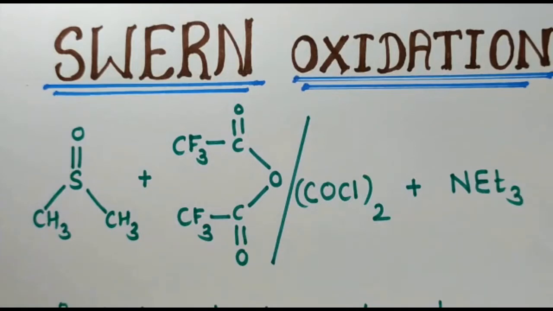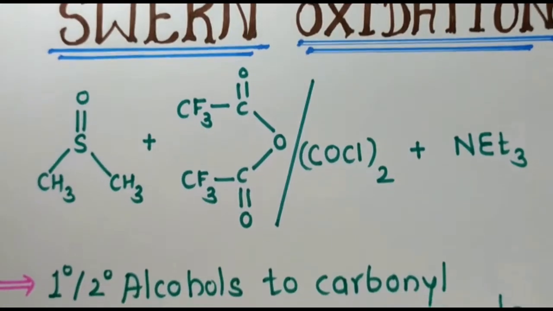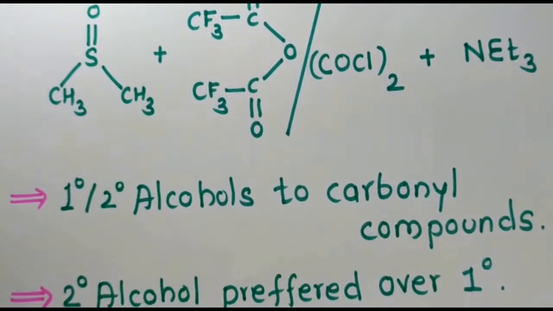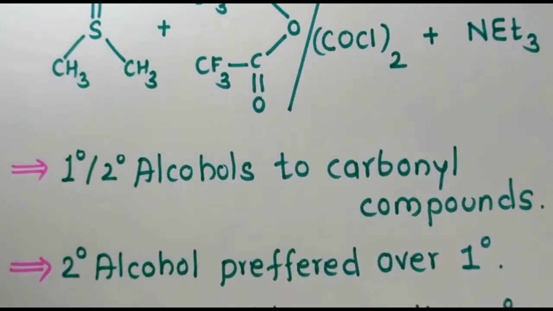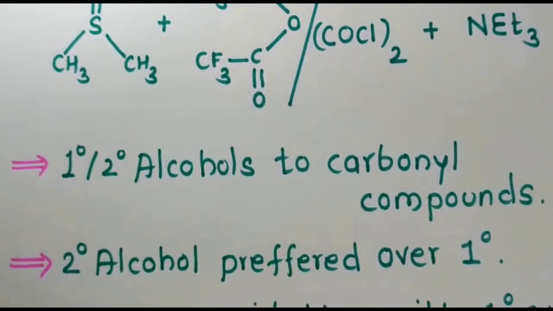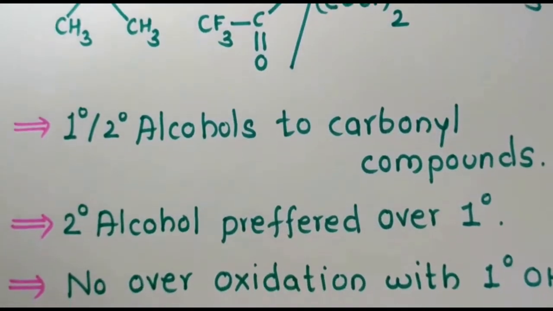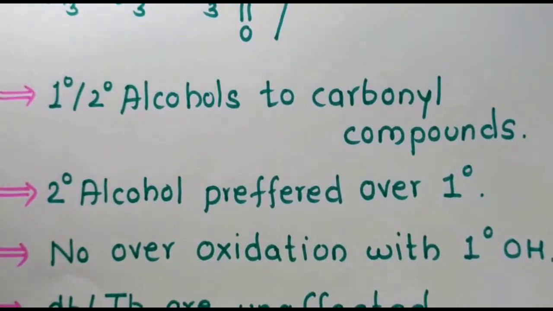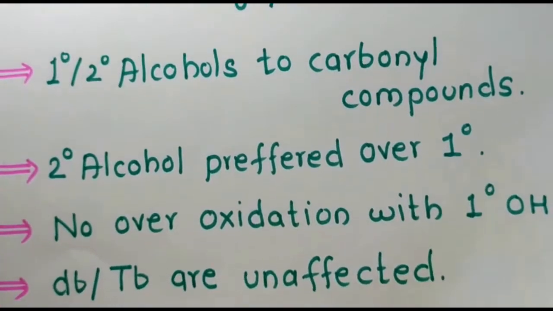The Swern oxidation is an industrially viable reaction, and it will convert primary and secondary alcohols to carbonyl compounds. This is one of the most important points: it is an industrially viable reaction. The secondary alcohol is preferred over the primary alcohol. There will be no over-oxidation with the primary alcohol. The primary alcohol gets oxidized to the aldehyde. There will be no over-oxidation, and the double bond and the triple bond which are present in the substrate are unaffected.